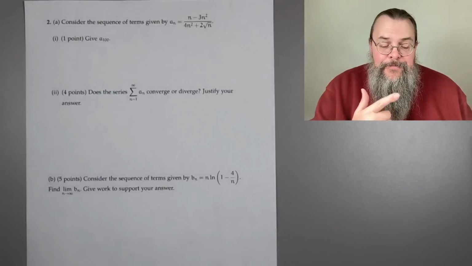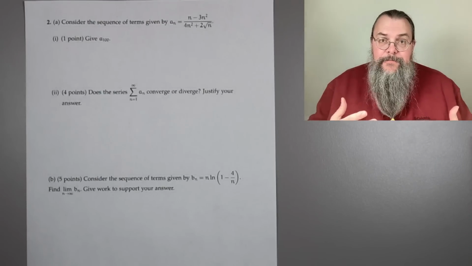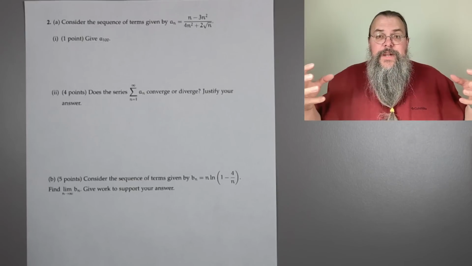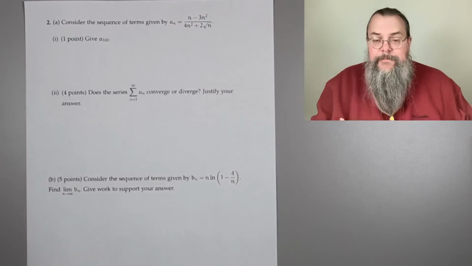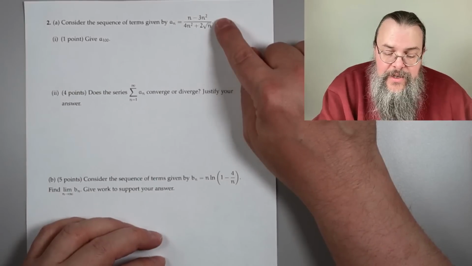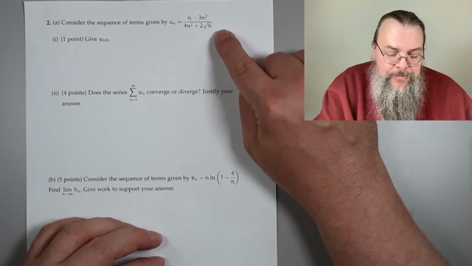Number 2. Consider the sequence of terms given by a sub n. So a sequence of terms just means we have a long collection of terms, infinitely many terms. The a sub n means that it's the nth one, so it depends on n. And in particular, it's n minus 3n squared over 4n squared plus 2 root n.